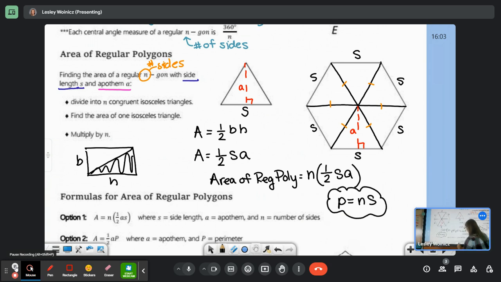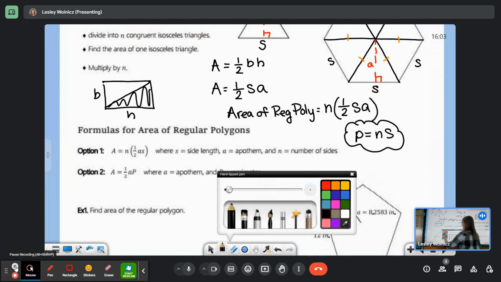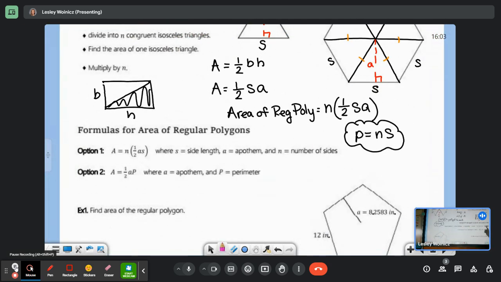Okay, so that brings us to option 2. If we know that perimeter is the number of sides times how long the sides are, we can replace the N and the S with a P. Okay, so these are 2 options.